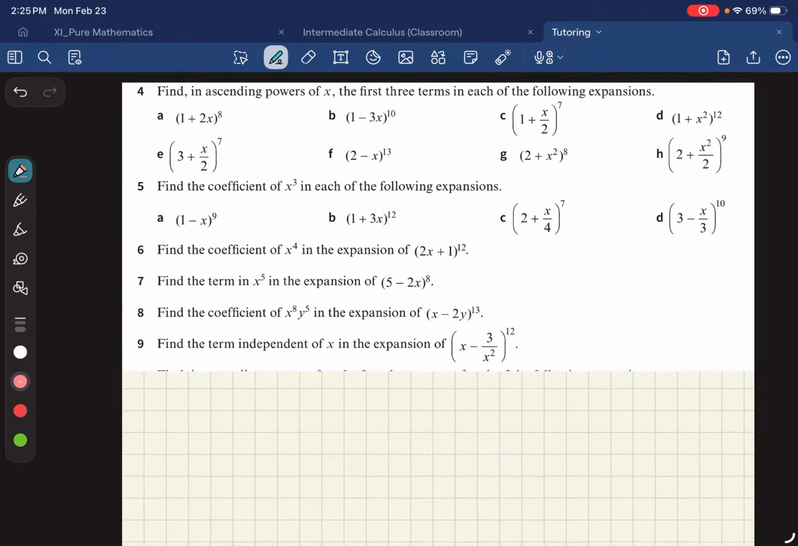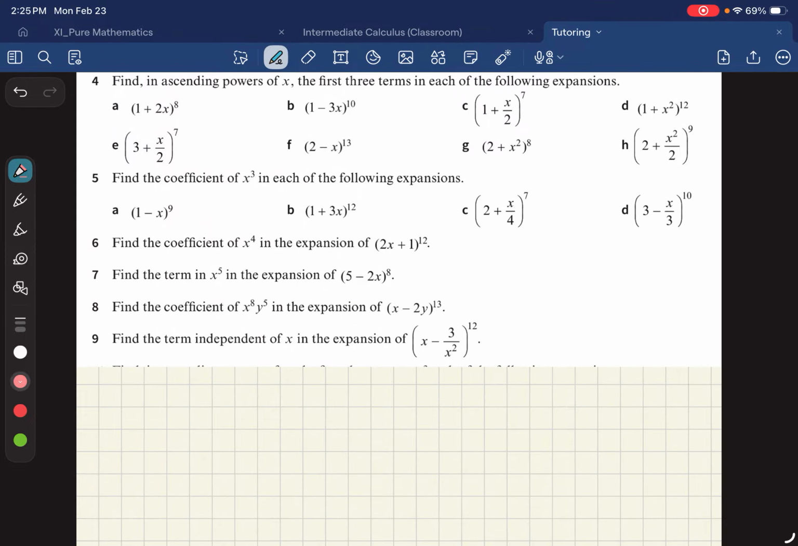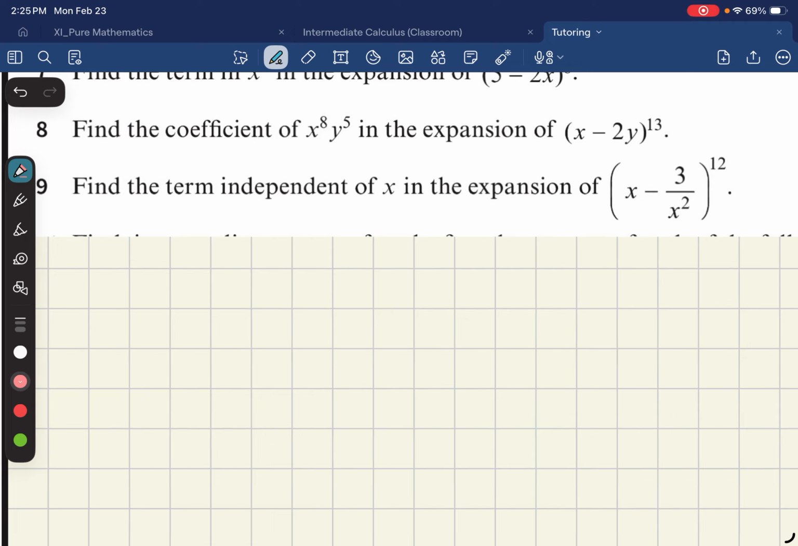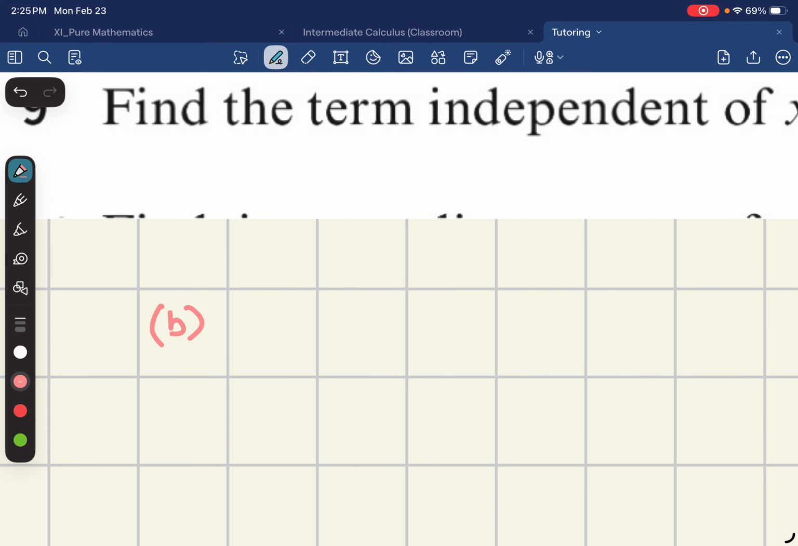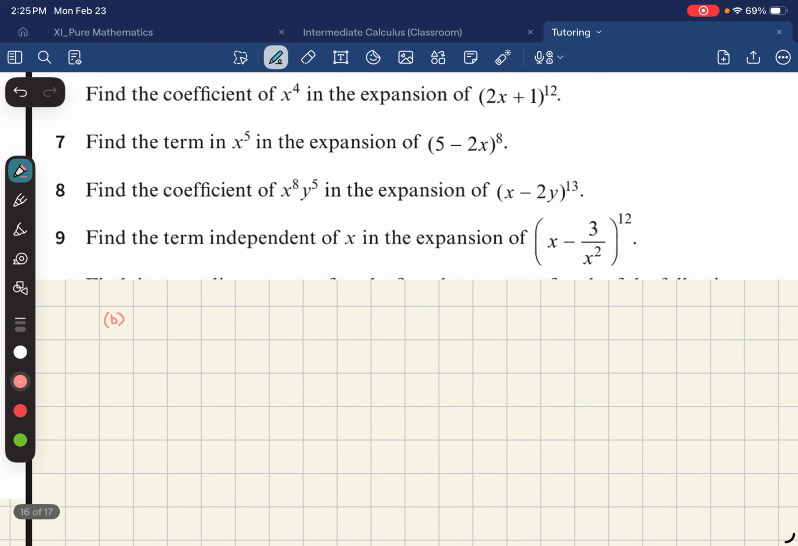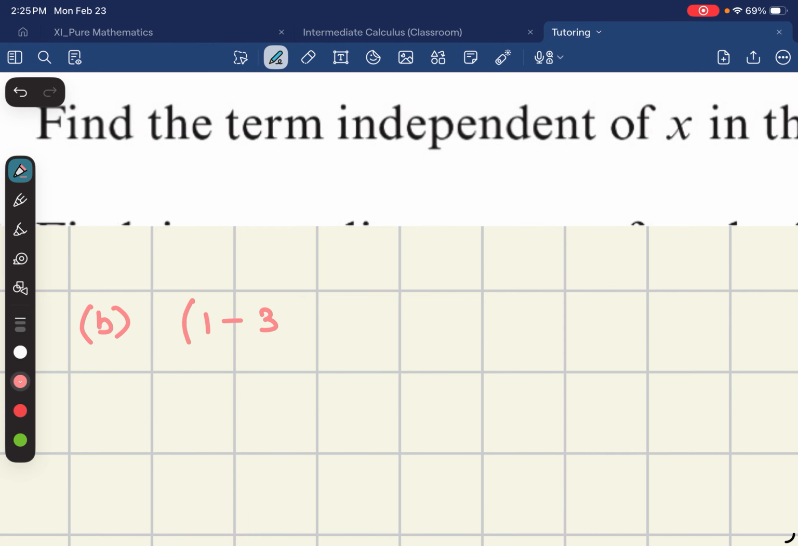Now let's do question 4. So it says find in ascending powers of x the first 3 terms. So we just want to do first 3 terms. So let me do part A. Or let's not do A. I'll leave A to you. I'll do part B. I'll do part E. So for B, I have 1 minus 3x to the power 10.